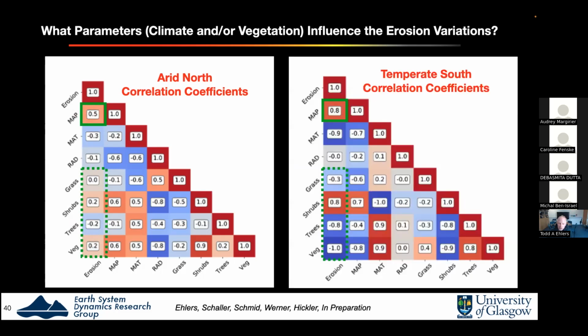Things are a little different when you look at the temperate south here, where you have a lot more vegetation present. The thing I want to draw your attention to is that you still have a positive correlation with mean annual precipitation. But now, if you look at the total vegetation cover, you have a strong negative correlation. In other words, the more vegetation you have, the less erosion you have in these settings.